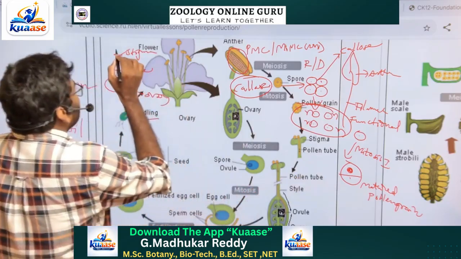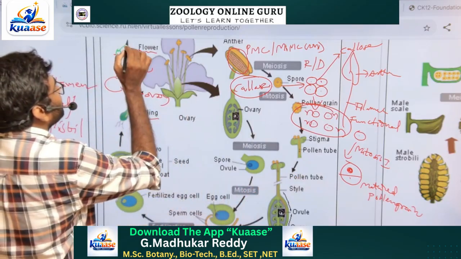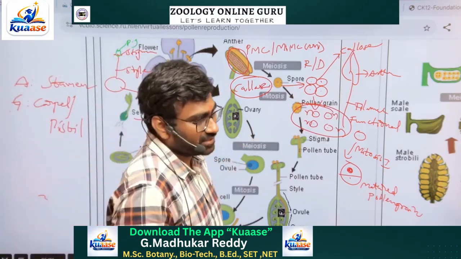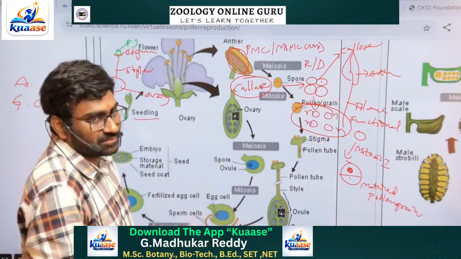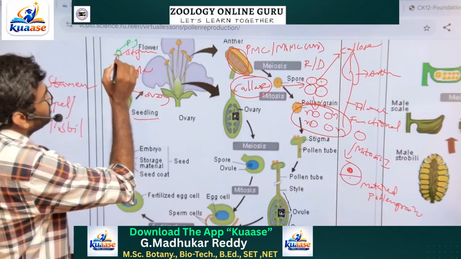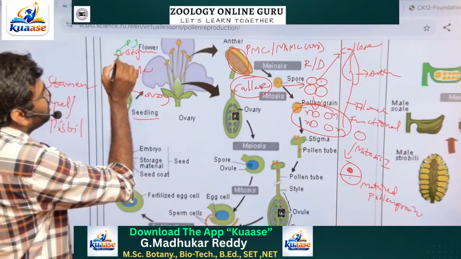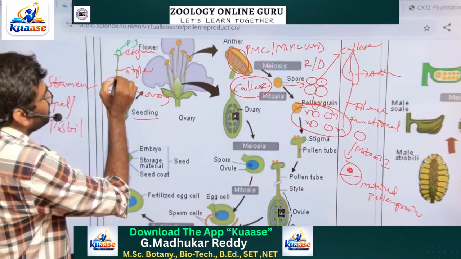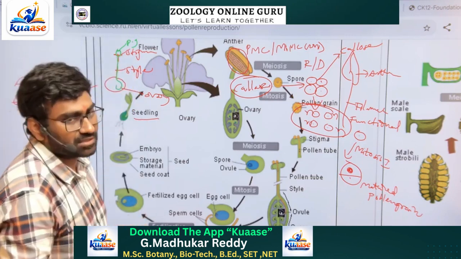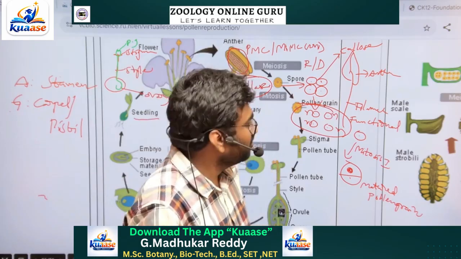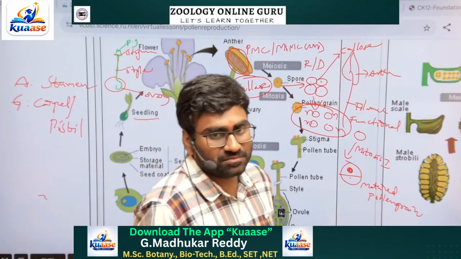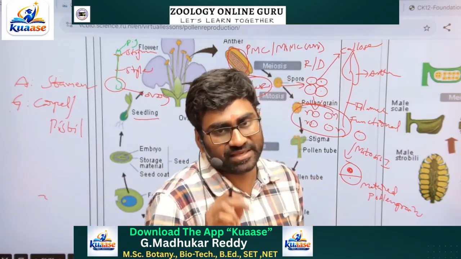When this pollen grain lands on the stigma, if the stigma accepts it, the pollen grain starts germination and produces a pollen tube. That pollen tube enters into the ovule through the style and reaches the mature egg embryo sac. In the pollen tube, it carries the 2 male gametes.